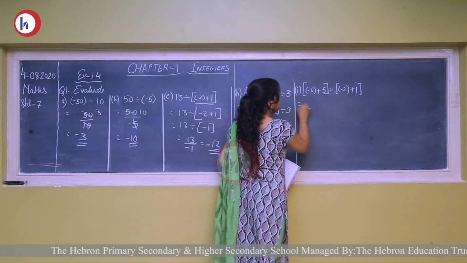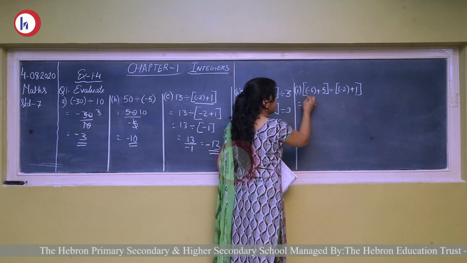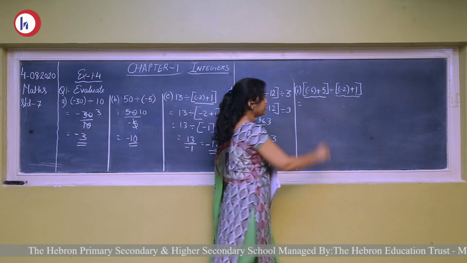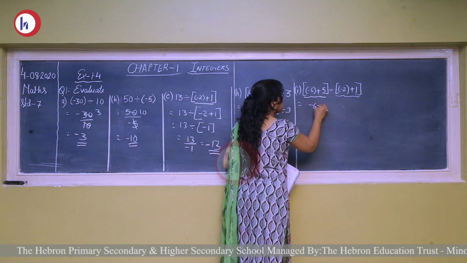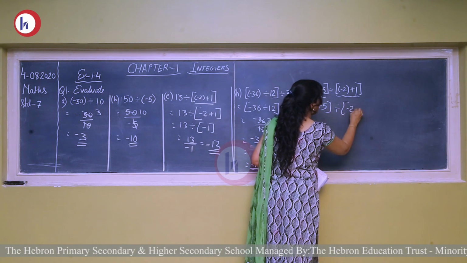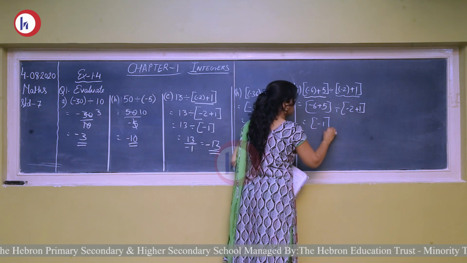Now again here two brackets are given. You have to divide, but before dividing we will solve the brackets first. First this will be solved, here this will be solved, and then the numbers you get will be divided. So minus 6 plus 5 divided by minus 2 plus 1. That will give you minus 1.